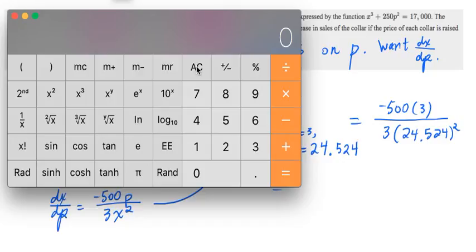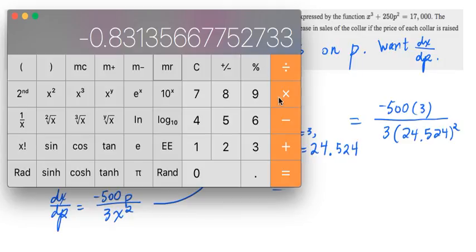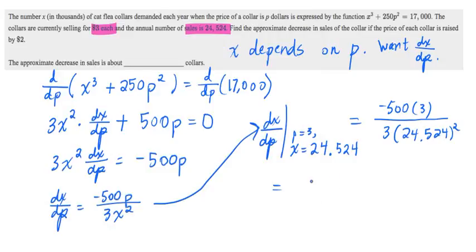Okay, so we've got 24.524 squared in the denominator times 3. And I am going to add that to my memory, 1804. So I'm going to do negative 1500 divided by this number. So 1500, that's my numerator, divided by the 1804 number is negative 0.831, 0.83136 if you round, negative 0.83136. Okay, so that's the rate of change of X with respect to the price.